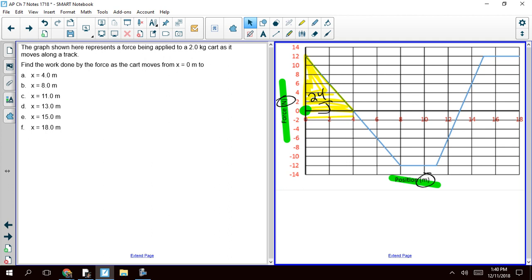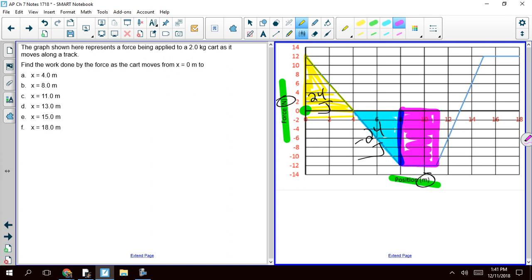Then I want to do this chunk here. I think that's the same thing, except it's negative 24 because it's below the x-axis. And then this chunk here, probably should have paused this so you could draw your graph. Now it's just a rectangle. This side here is 3 times 12, so that looks like negative 36 joules. And then this chunk here has a base of 2, so half of that is 1, so that's just going to be negative 12.